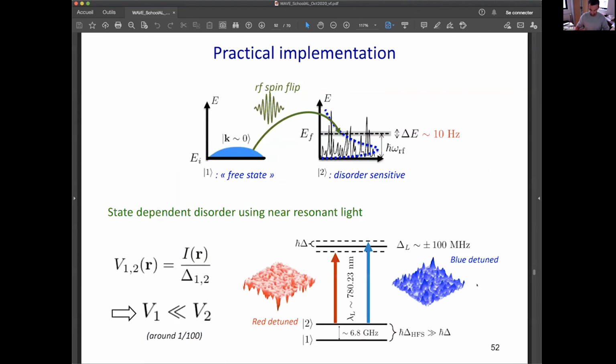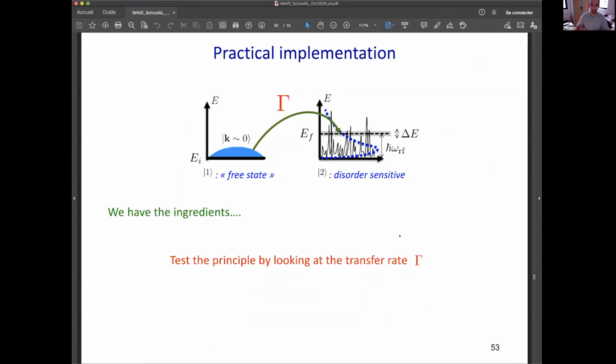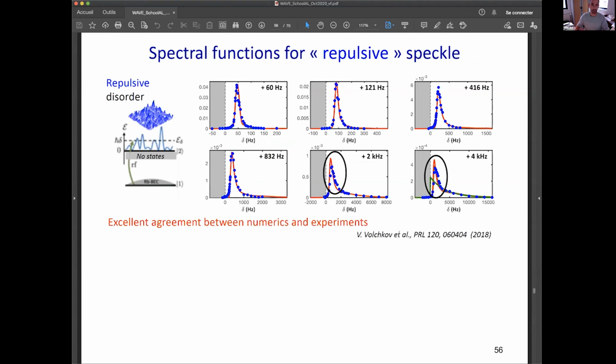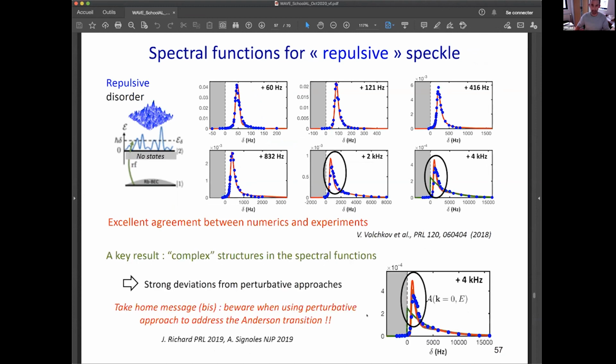I skipped the realization and the fact that with this, we can measure the spectral function. But at the end, with this system, the first thing that we have done is to measure the spectral function. We found that they are quite weird. Once again, it's very related to what I've told you before. It's like the take-home message bis, that beware when using perturbative approaches to address the Anderson transition, which is rather obvious, but it's good to measure it.